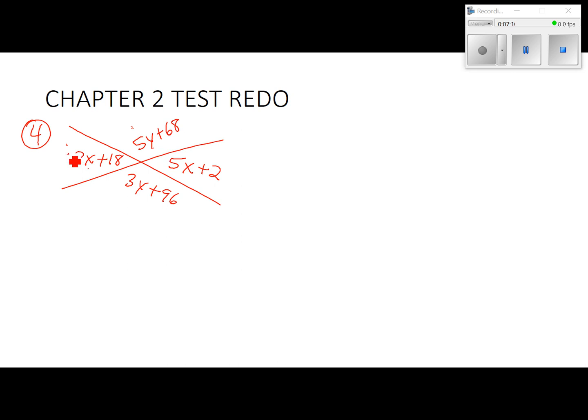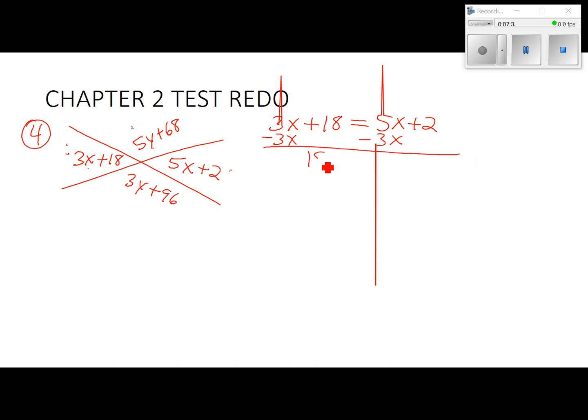Well, we also know that this angle and this angle are vertical angles, so they have to be congruent, and they both have x's in them, so that's probably the equation I'm going to set up. 3x plus 18 has to equal 5x plus 2. Then we just solve it. Subtract 3x on both sides. End up with 18 equals 2x plus 2. Subtract 2 on both sides. You end up with 16 equals 2x. Divide by 2. You end up with x equals 8.